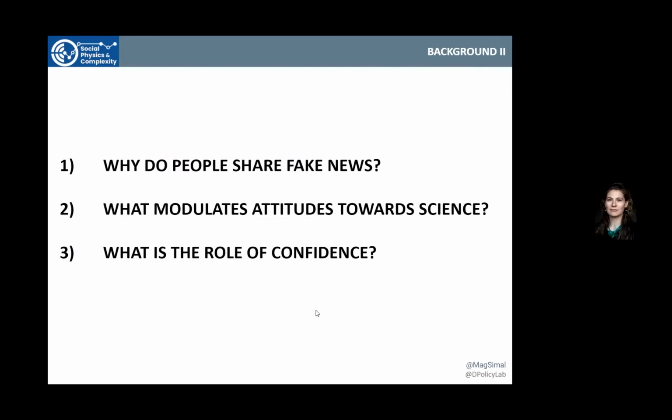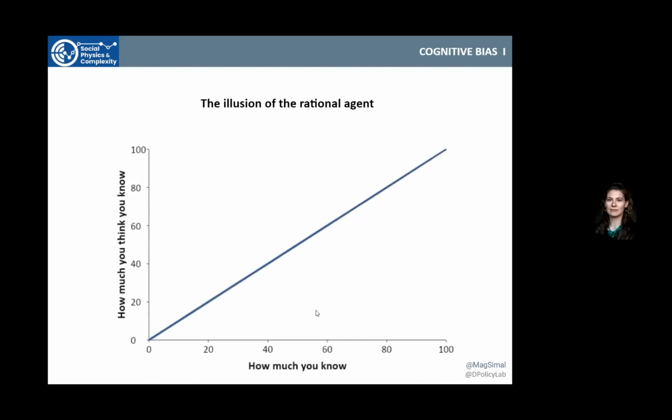So our project started with this observation of a relationship where people don't necessarily have a lot of knowledge, possibly overestimating how much knowledge they have. And one of our hypotheses is that this might be one of the reasons why people share fake news. So we are thinking about, why do people share fake news? What modulates attitudes toward science? And what is the role of confidence?